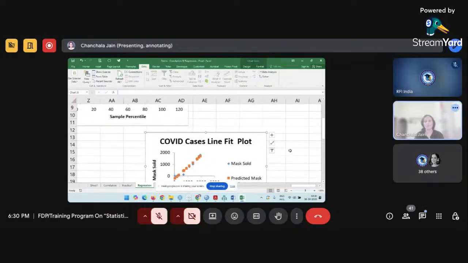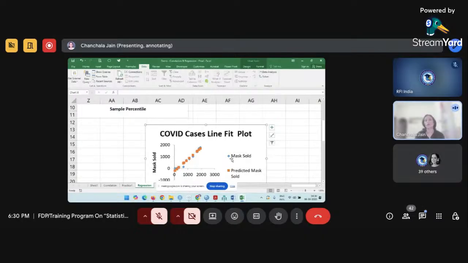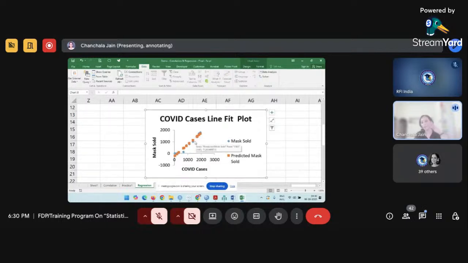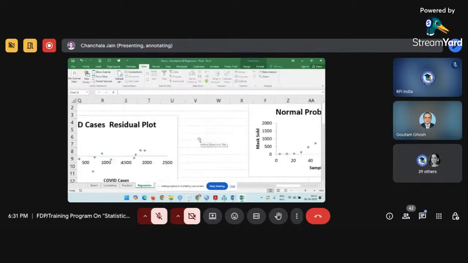Friends, this is the COVID cases line fit plot. You can see the blue color is for the mask sold and the orange color is for the predicted mask sold. So you can find coincidence, meaning the blue and orange lines are almost going parallel, simultaneously, hand in hand. There is very little deviation between the actual value and the forecasted value. So somewhere you can say this prediction is good. Yes or no?